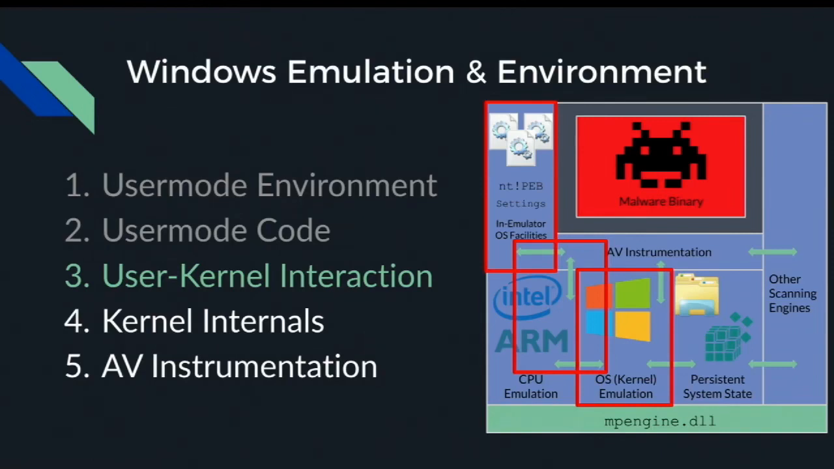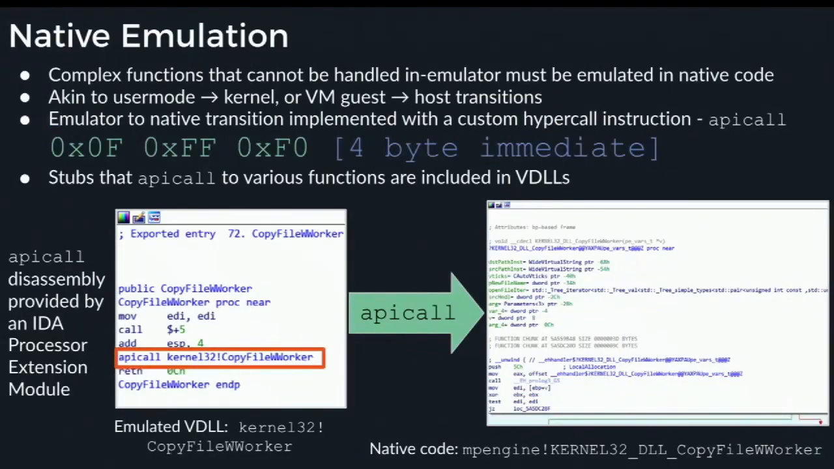So we've talked about the simple emulations, those that return simple hard-coded strings or -1 or 0 or whatever hard-coded value. There are also more advanced emulations, those that on a real Windows system would go into the kernel. In Defender, they trap out to native emulations. So we're going to talk about the user-kernel interaction and how the process analogous to the syscall instruction is implemented inside Defender. Defender's native emulation is implemented with a unique hypercall instruction called APICALL. The bytes of the opcode are shown there, 0F FF F0, and then a 4-byte immediate. This is obviously not a real x86 instruction.